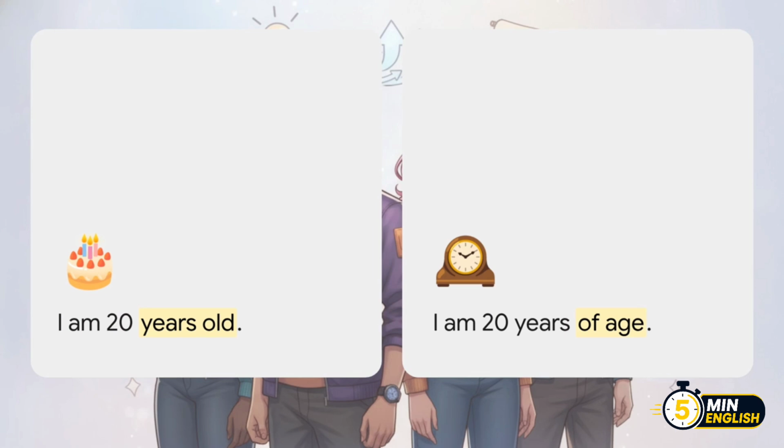And then, of course, we have age. The absolute standard basic line is I am 20 years old. But check out the advanced version. I am 20 years of age.